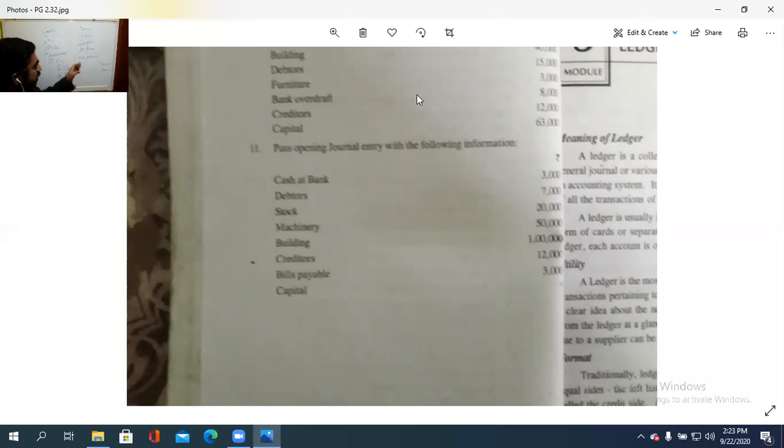So how much is it? 1 lakh plus machinery, 1,50,000, then 1,80,000. 1,80,000 minus liabilities. So how much? 12,000 plus 3,000, it is 15,000. So 1,80,000 minus 15,000. So how much is the capital? 1,65,000. So see the balancing figure. So this is the opening journal entry where assets are equal to liabilities and capital.